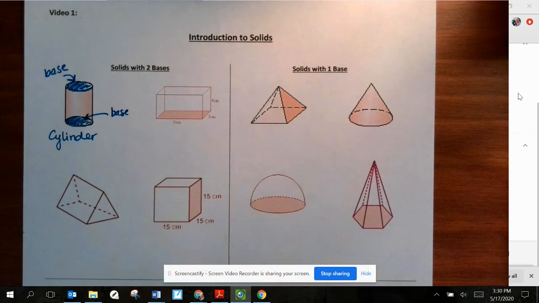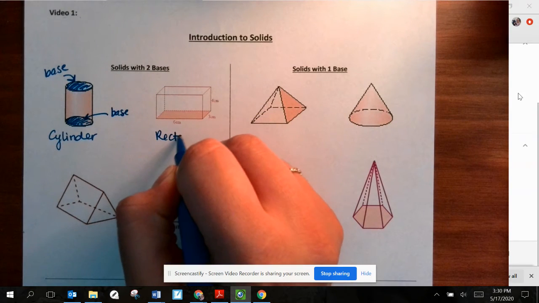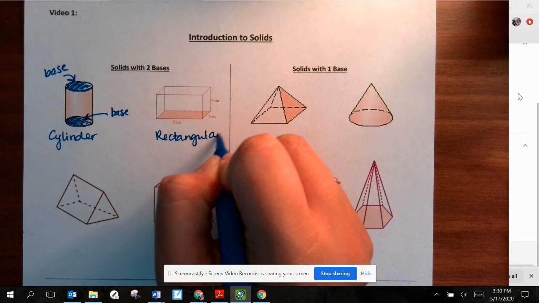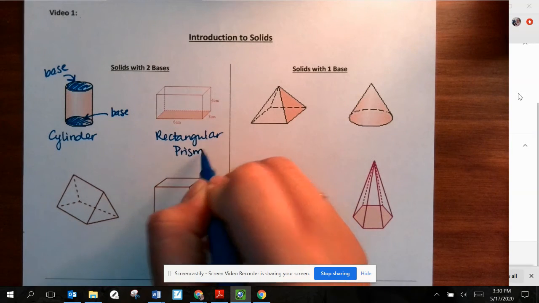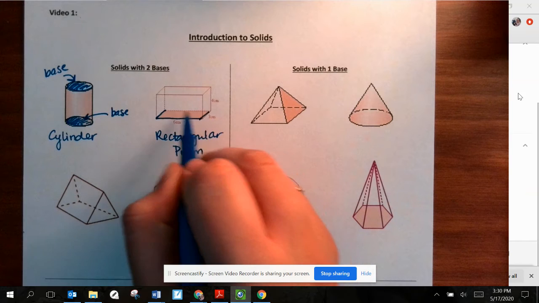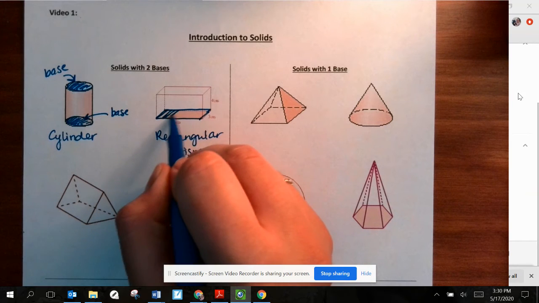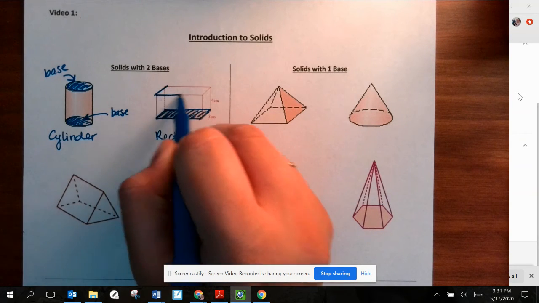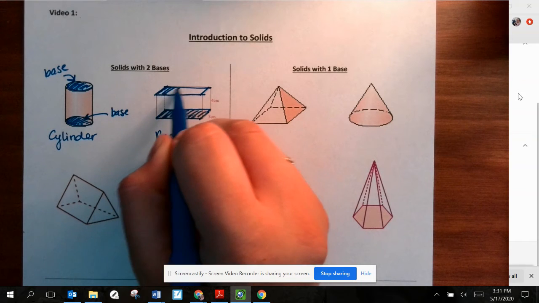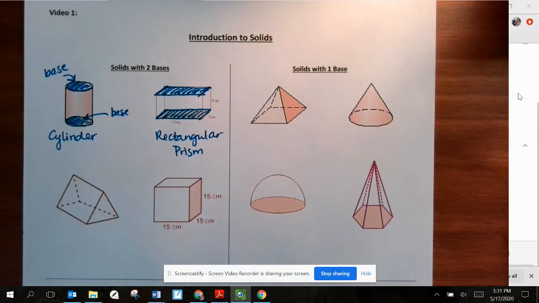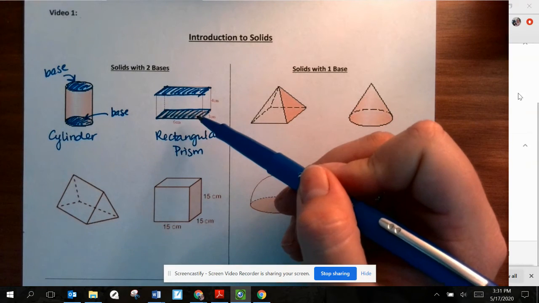In the next image, we're talking about a rectangular prism, okay? This is a rectangular prism, and it has a rectangular base, okay? So this is the base, and this is the base, okay? Now, the bases are not necessarily always on the bottom and the top like this.